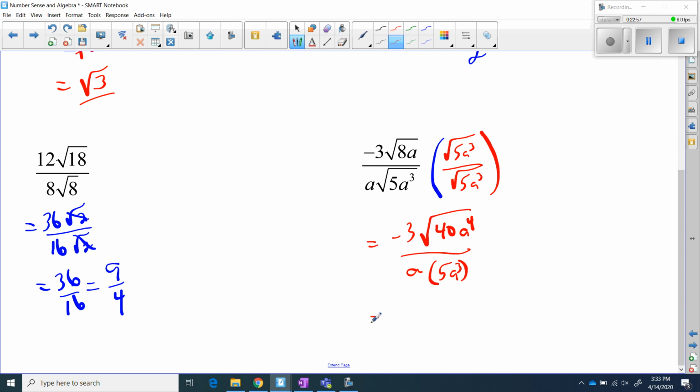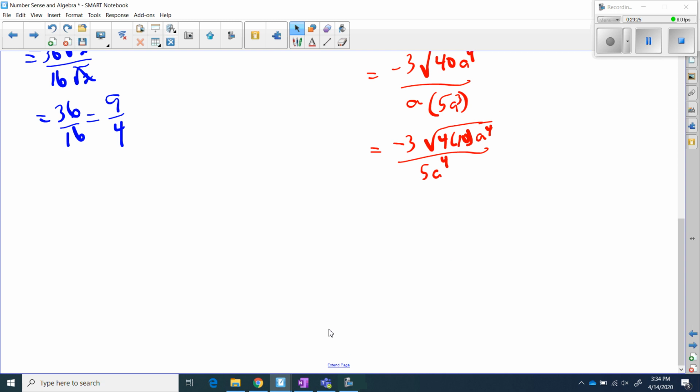All right, let's see what we've got here. Negative 3. This will reduce. 40 is 4 times 10. A to the 4th is already a perfect square because you can take half of the exponent. In the denominator, when you multiply 5a cubed by a, you're going to get 5a to the 4th. All right, so now, here, let's see what we've got. So 4 is a perfect square, and a to the 4th is a perfect square. 10 is not a perfect square, so it's going to stay underneath the radical.